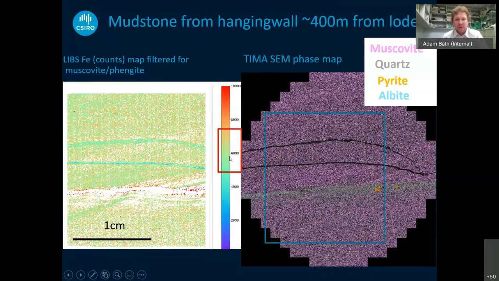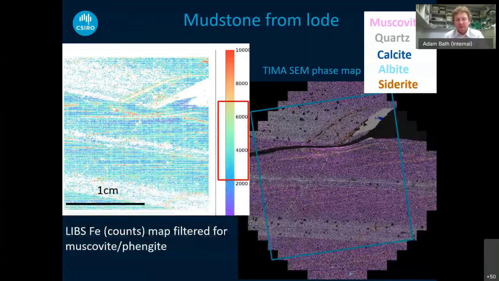The iron counts are around 6,000 for a sample, a mudstone that is 400 metres away from the lode in the hanging wall. If we take the same mudstone, which is closer to the lode, we can see that if I filter those maps for the white mica, we can see a much lower range of iron values for the white mica. So it's more around 5,000. And there's a lot of interesting textures that we see here.